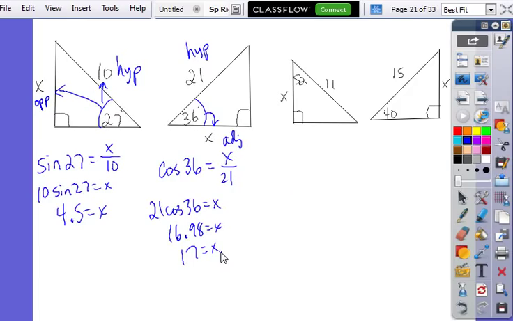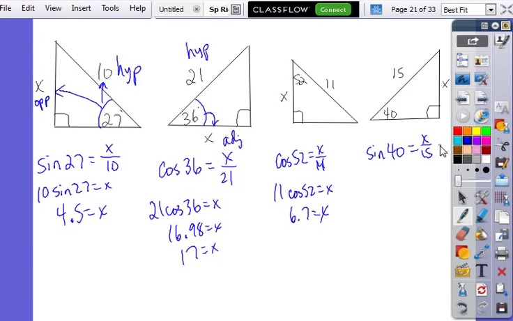Tell me how to set up this third one right here. Cosine. All right, that's going to be cosine 52 equals x over 11. 11 cosine 52 equals my x. 6.7 equals x. All right, if I go to the last one, it'd be sine 40 equals x over 15. If I see the number in the bottom, I multiply. 9.6.